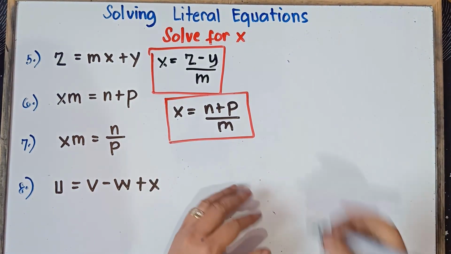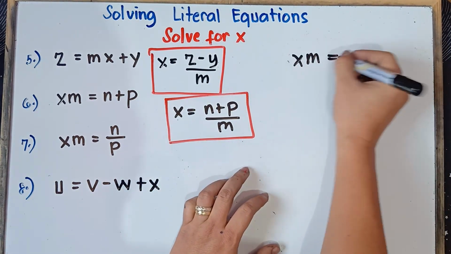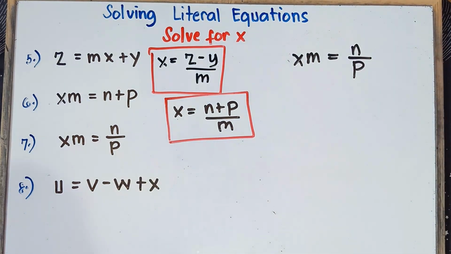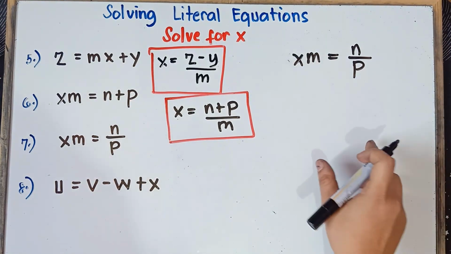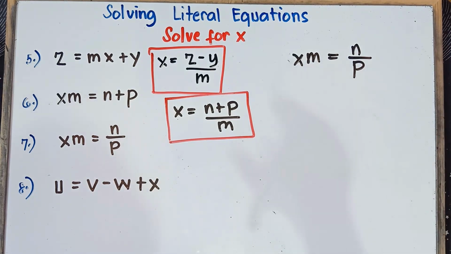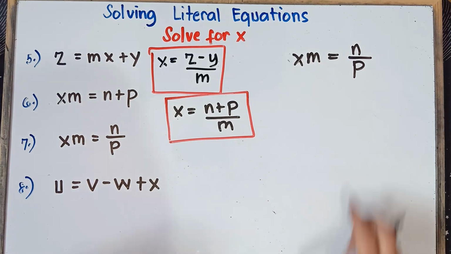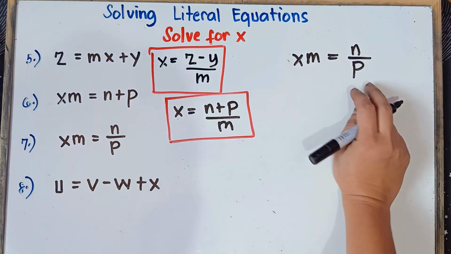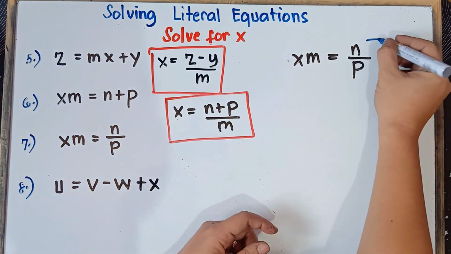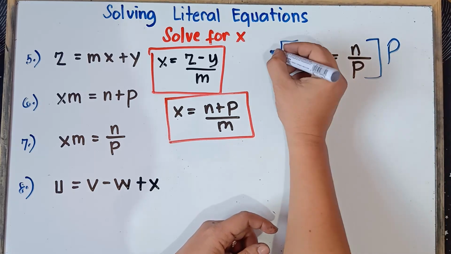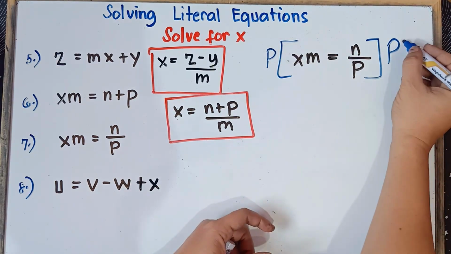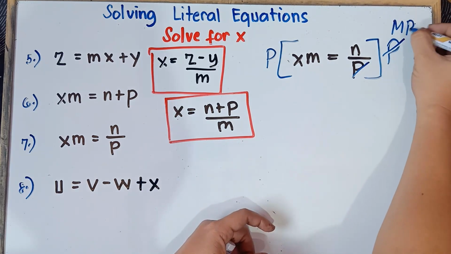So example number 7, we have xm equals n over p. So therefore, class, to get the value of x, now since you have a fraction, once again, class, if you have a fraction, the first thing that you need to do is eliminate the denominator, because it would be really complicated, class, if you're dealing with fractions. So first thing to do, class, we need to remove this denominator. Therefore, we need to multiply both sides by p. Because p divided by p, we can just simply cancel this out. So multiply both sides by p and then simply cancel this out. We apply multiplication property of equality.